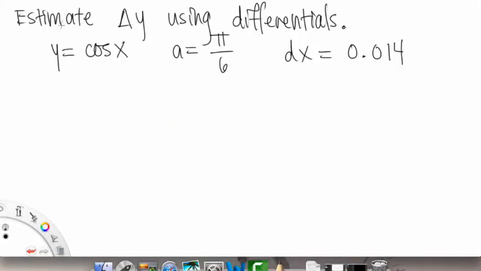Okay, so here we're going to estimate delta y, so the change in y using differentials. So differentials meaning the d notation, right? So like this. This is a differential here.